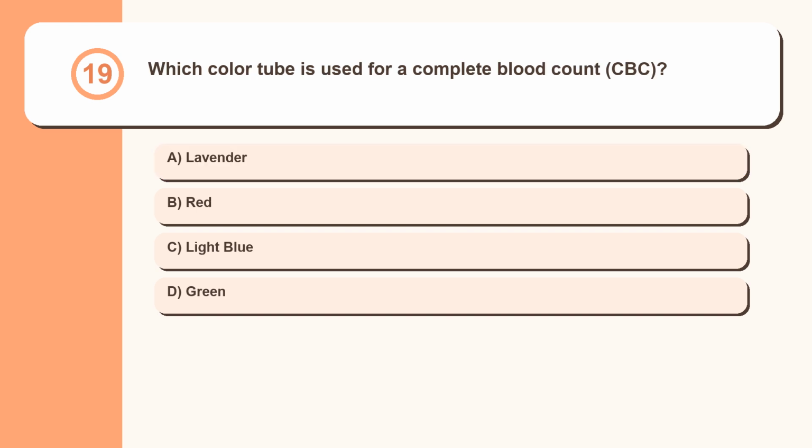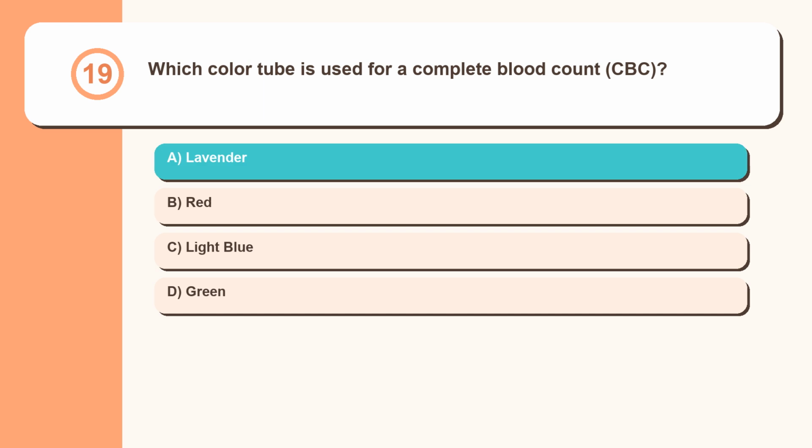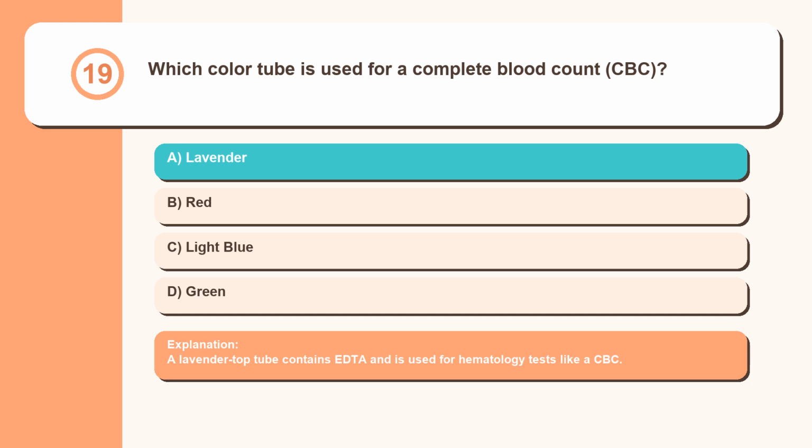Question 19. Which color tube is used for a complete blood count, CBC? Lavender, red, light blue, green. A lavender top tube contains EDTA and is used for hematology tests like a CBC.